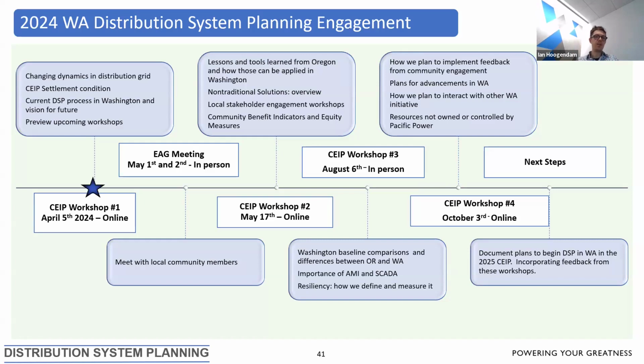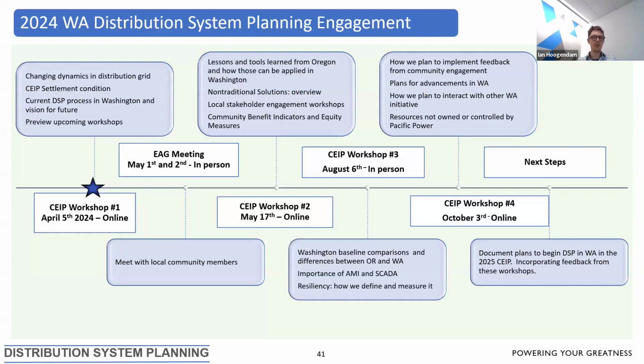We will also begin to discuss community benefit indicators and how we plan to integrate them into our planning process. In the August CEIP meeting, we'll highlight some of the distinctions between our service areas in Oregon and Washington, recognizing that some of these differences will shape how we approach distribution system planning in Washington.